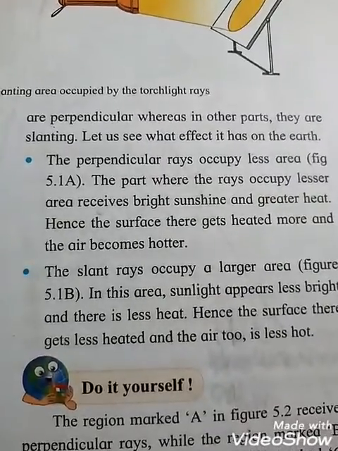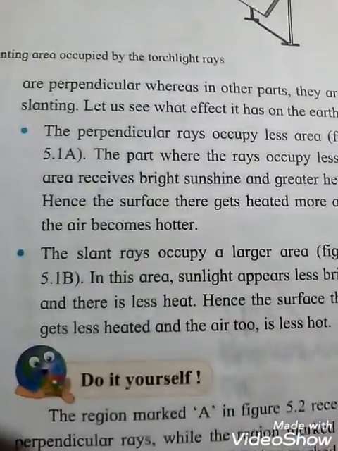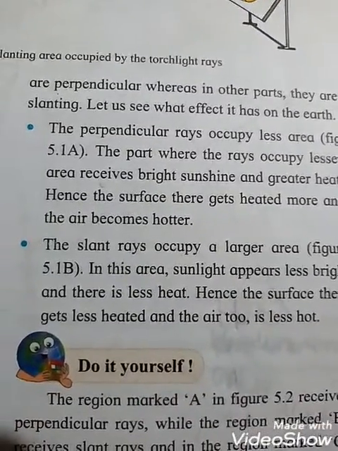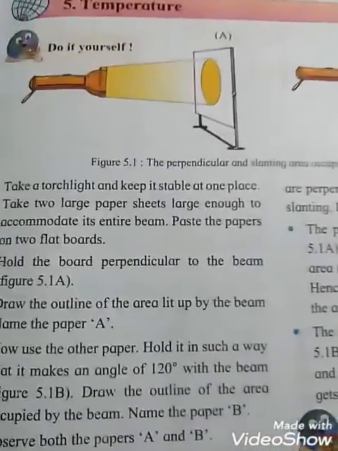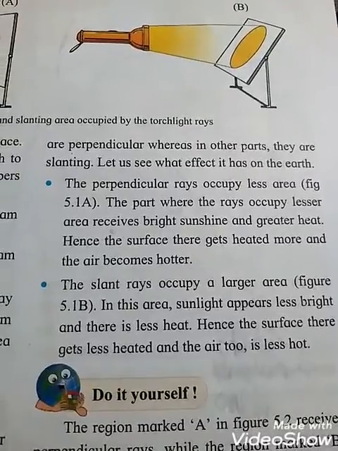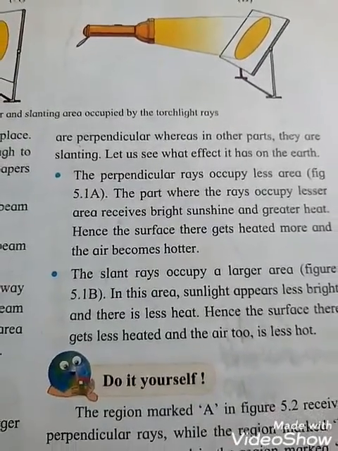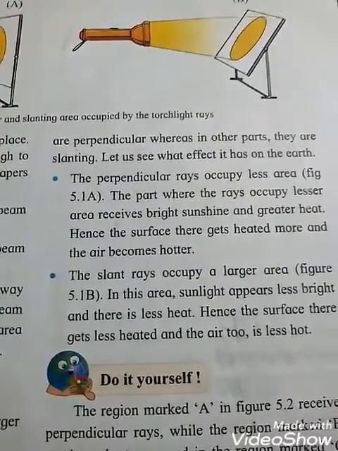The part where the rays occupy lesser area receives bright sunshine and greater heat. Hence the surface gets heated more and the air becomes hotter. But in the second picture, students, the slant rays occupy a larger area. Can you see that, figure 5.1b? In this area sunlight appears less bright and there is less heat because it is slanting, it is not straight.